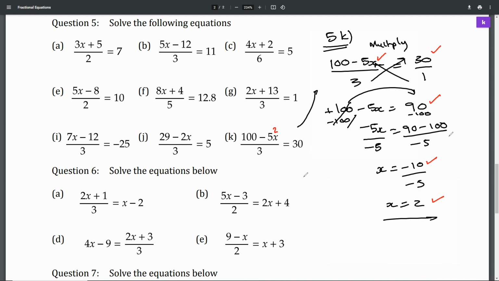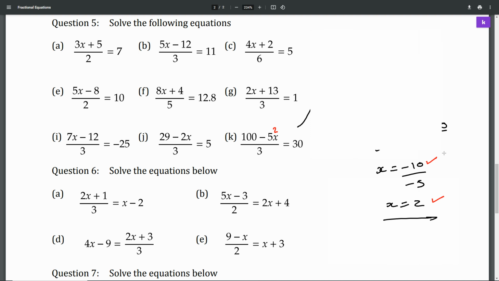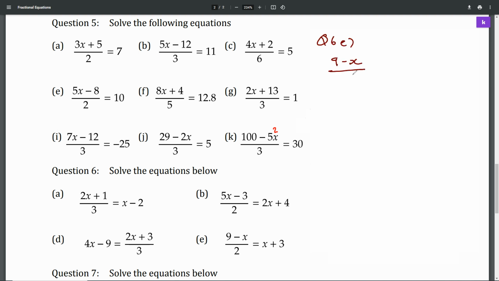Let's have a look at question number 6 now. Okay, question number 6E in particular. Question 6E, I've got (9 minus x) over 2 equals x plus 3. I'm going to multiply the 2 on the right-hand side, but I'm going to put this in a bracket, because if I put it into a bracket, it will help me remember to multiply the 2 by x and 3. And I'm going to put this all over 1, so when I cross multiply there, it'll just end up as 9 minus x on the left-hand side.